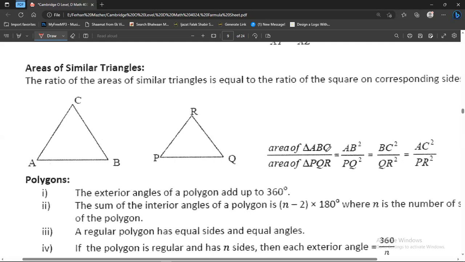So the area of triangle ABC divided by the area of triangle PQR will be equal to the square of the ratio of their corresponding sides. So AB square divided by PQ square, or that will be equal to BC square divided by QR square, or AC square divided by PR square. We also say area 1 by area 2 is equal to length 1 by length 2 whole square.